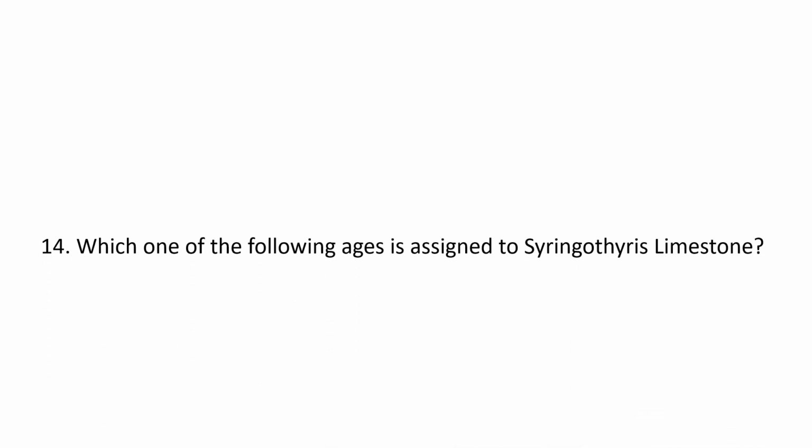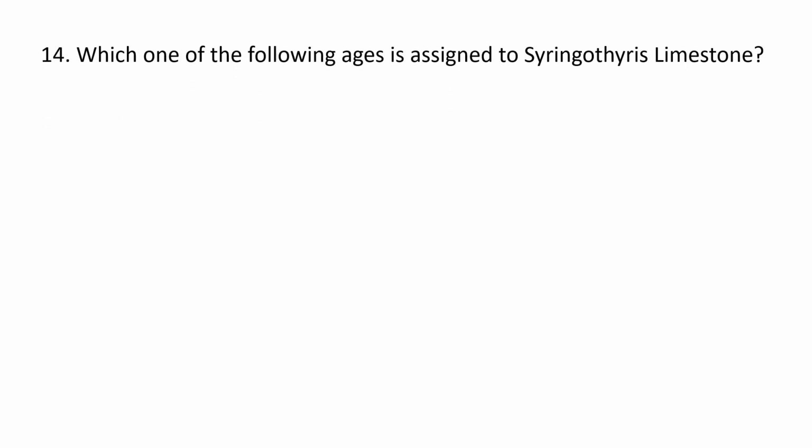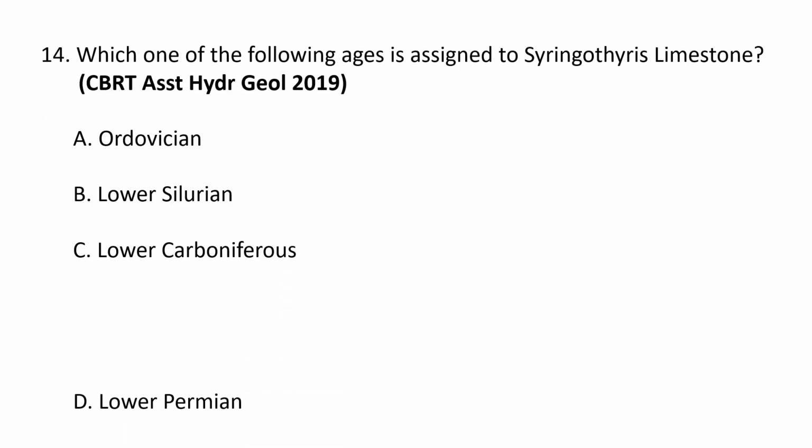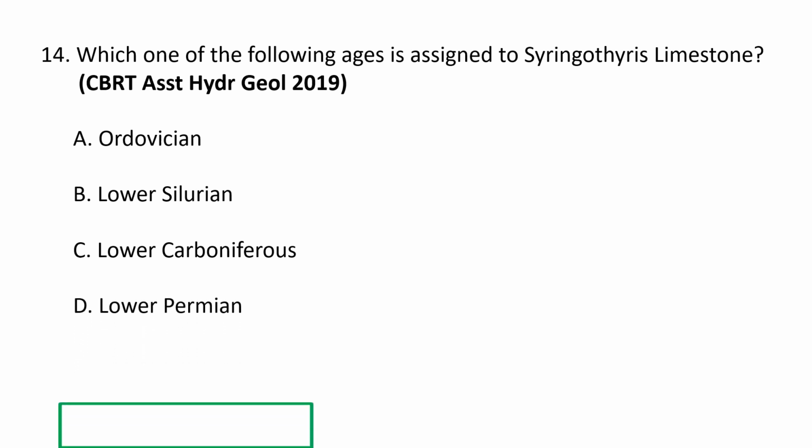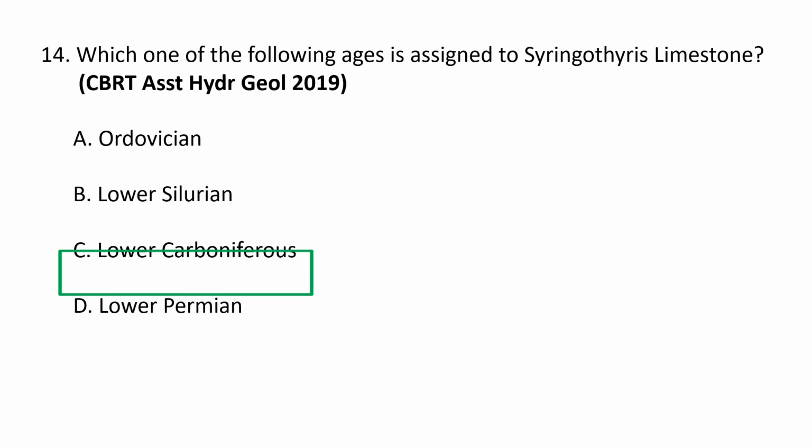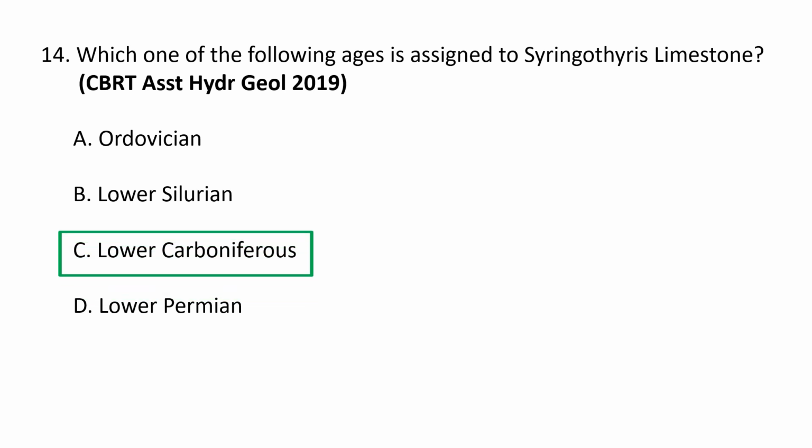Which one of the following ages is assigned to Syringothrus limestone? A. Ordovician, B. Lower Ordovician, C. Lower Carboniferous, and D. Lower Permian. So the correct option is Lower Carboniferous, the geologic age of Syringothrus limestone.